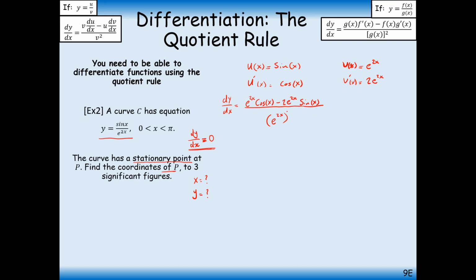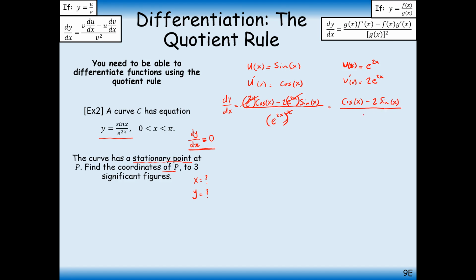squared. Now what you notice here is that every term in this fraction has a common factor of e to the power of 2x. So actually, we can cancel away that e to the power of 2x because it's a common factor on the top. You can cancel these factors away with this square in the denominator. So the simplified answer is actually going to be cos of x minus 2 sine of x, all over e to the power of 2x.